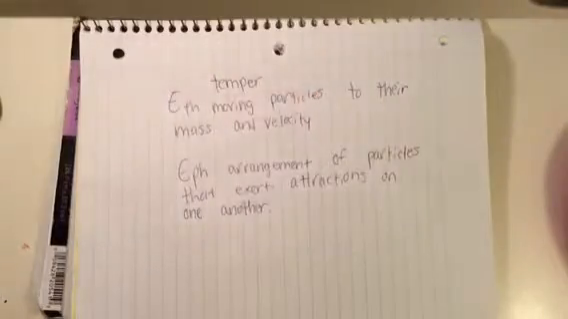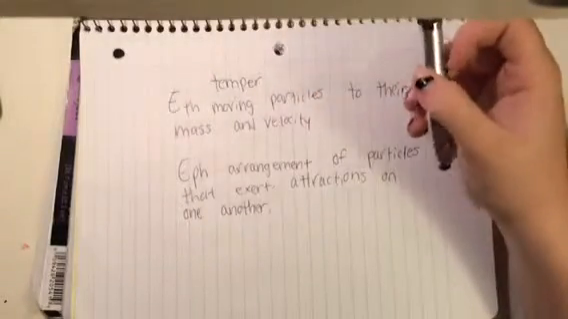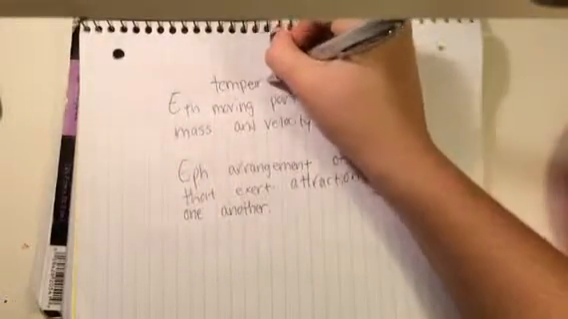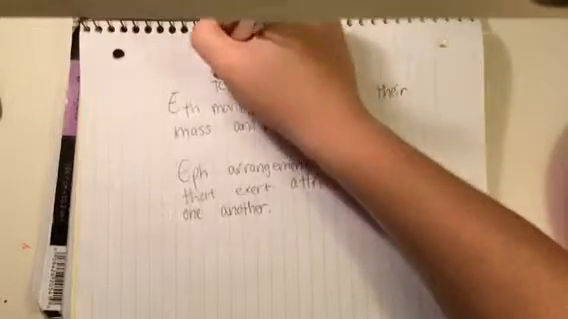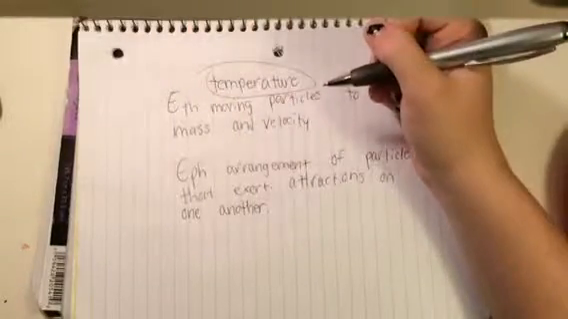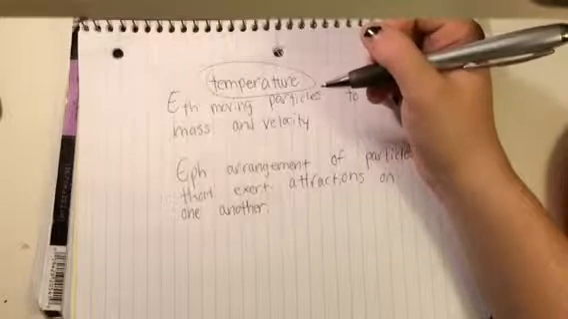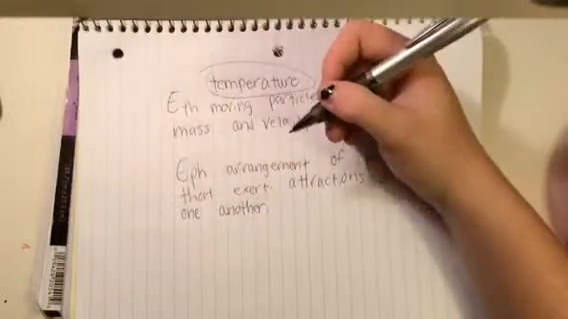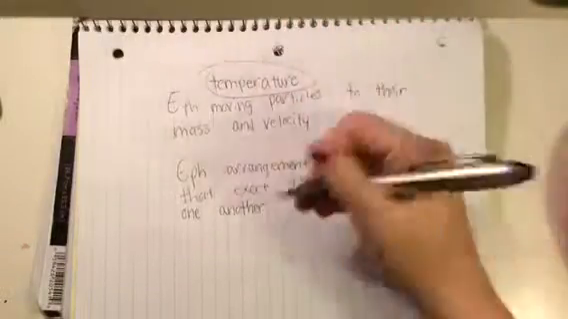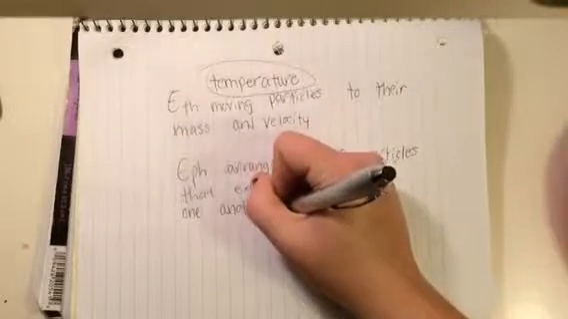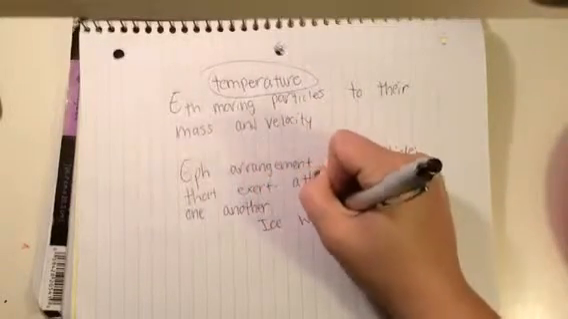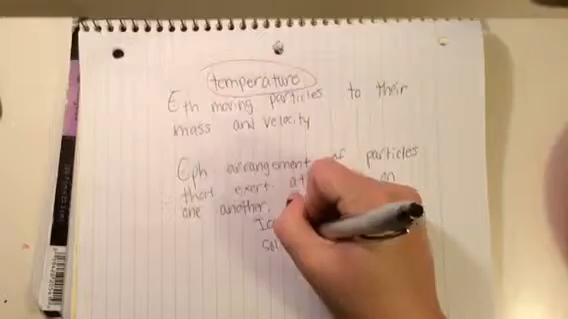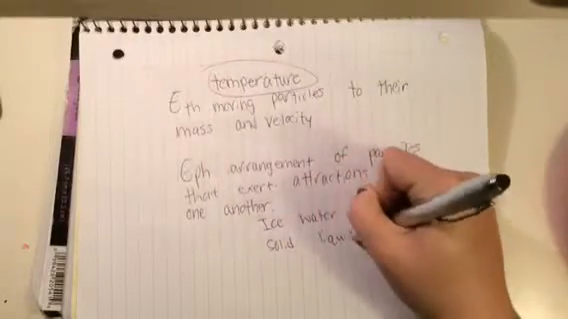So thermal energy is used by moving particles related to both the mass and velocity. So it's basically temperature. And phase energy is the arrangement of the particles that exert attractions on one another. So phase energy does the phase change. So for example, does it change to ice, water, or gas? So a solid, liquid, or gas.